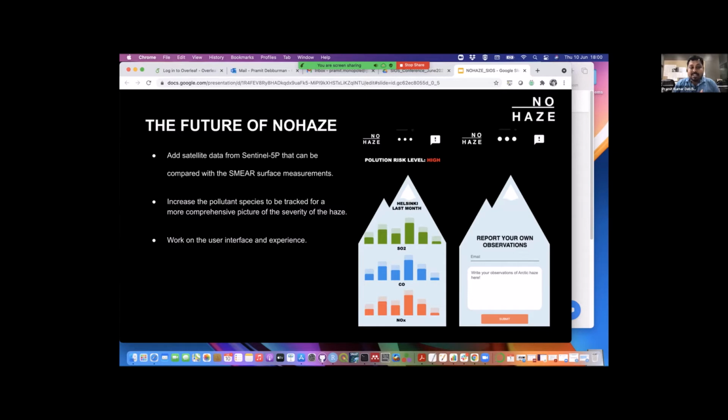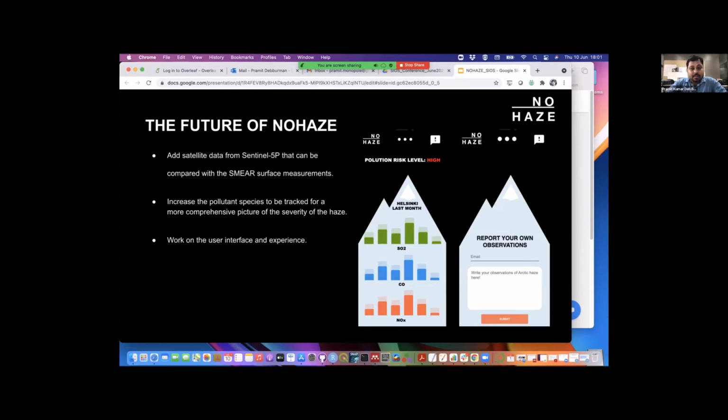We must admit that it is not yet available as an Android app or something that you can just download and start using. We have to spend some time to get there. While we are at it, we also want to enhance the app features. We want to add satellite data, which is mostly open source, along with the surface measurements. So we can add Sentinel-5P or any other satellite data.